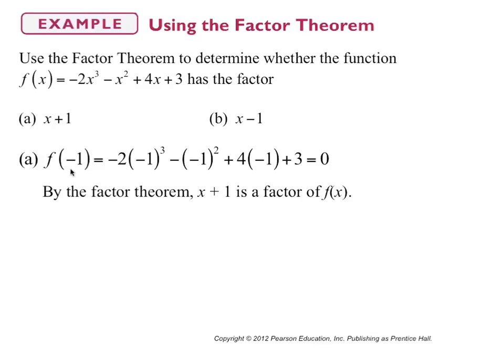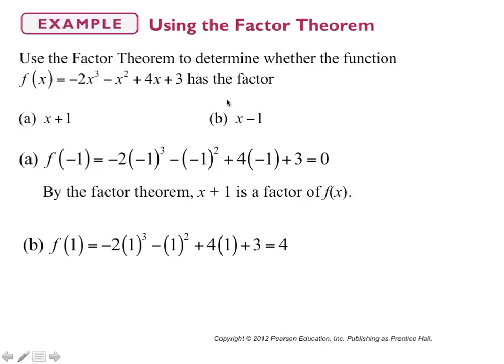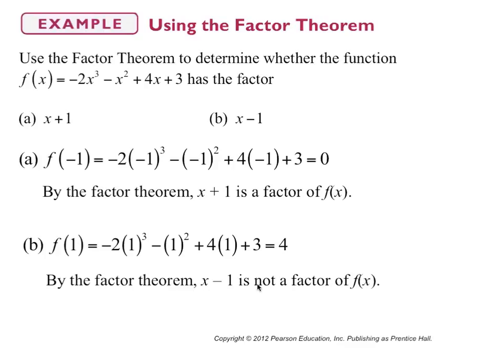Now, if you don't get 0, then it means it's not a factor. For this one, if we plug 1 in, because 1 would be this 0, because 1 minus 1 gives you 0, we actually get 4. So the remainder is going to be 4. That means that x minus 1 is not a factor. So if you get a remainder of 0, then it is going to be a factor. If you get anything else, then it's not a factor.